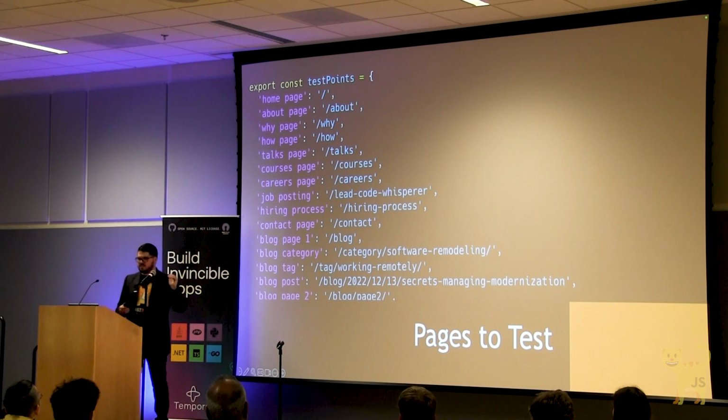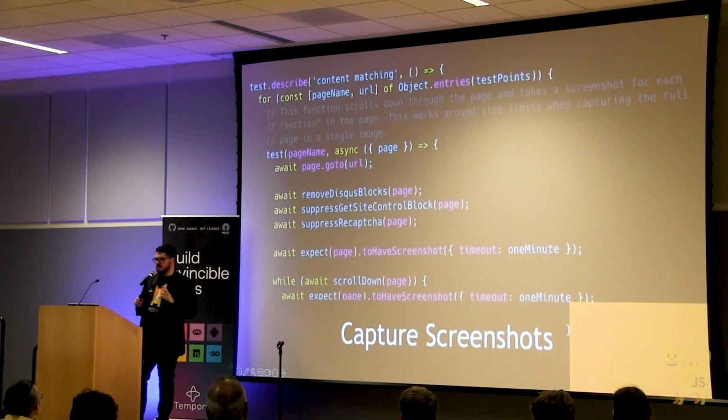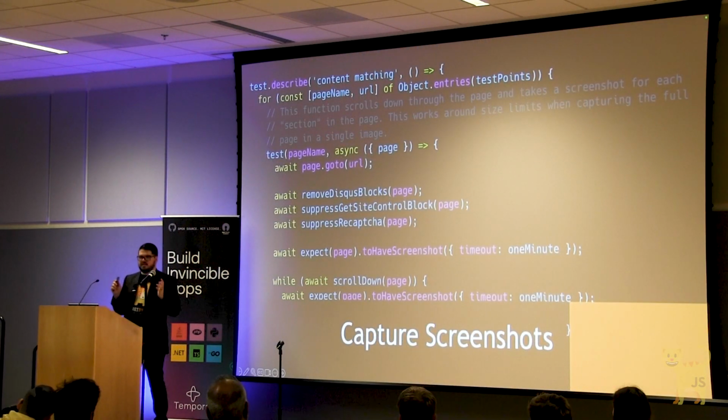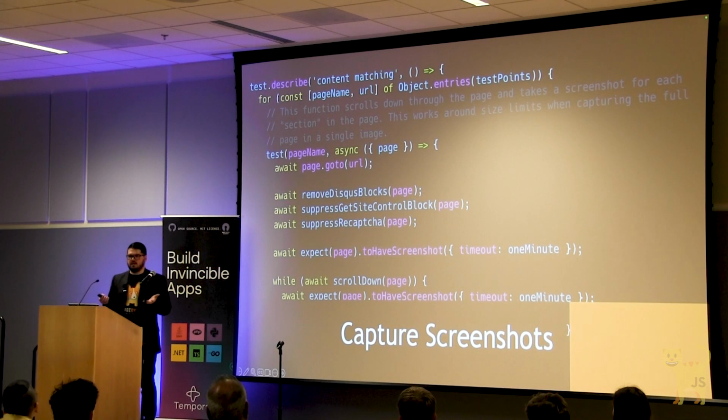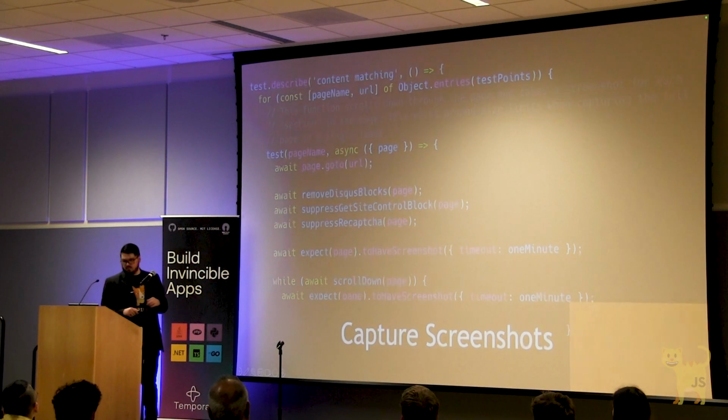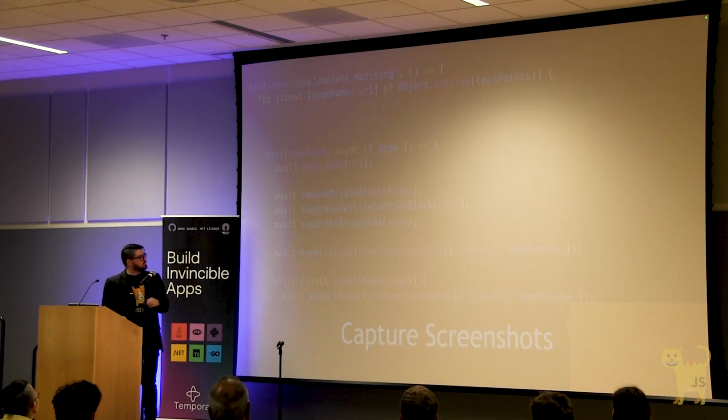So these are the pages that we decided to hit, and kind of called them test points. And then this is the test for Playwright that loops over every single one of those. And I don't think my laser pointer is going to work. Oh, will it? Maybe. Aha, okay.